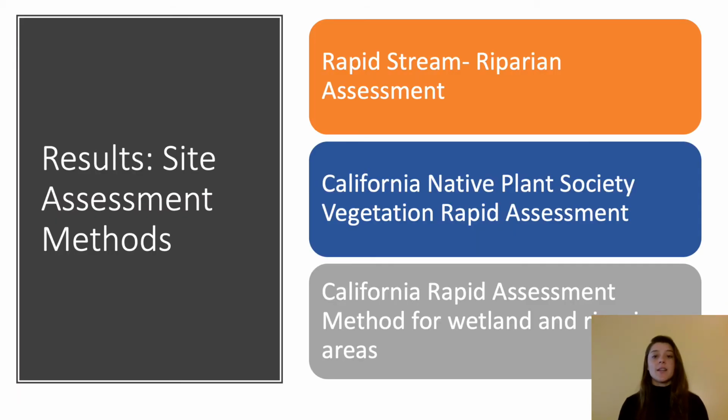Once the site has been selected in the office, they need to be surveyed in the field to gain data on the physical conditions. This study focuses on 3 rapid assessment methods: the Rapid Stream Riparian Assessment, the California Native Plant Society Vegetation Rapid Assessment, and the California Rapid Assessment Method for wetland and riparian areas.